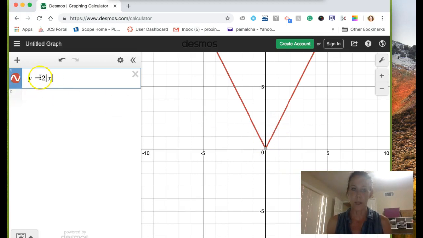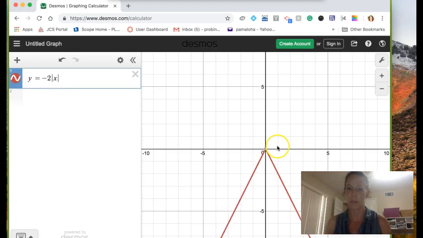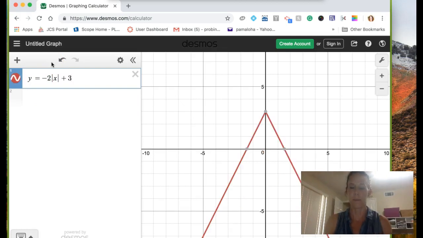Now, with the negative, it will flip it down. So I still have the same slope, but it flips it down. Over 1, down 2. Okay. And then I shifted it up 3, plus 3. And there's that graph. So play with that for a bit. See how things work.